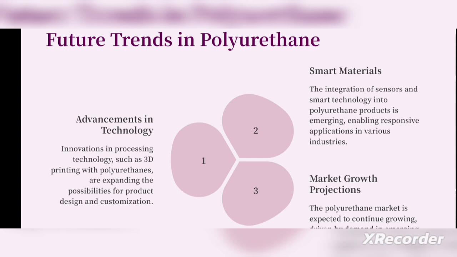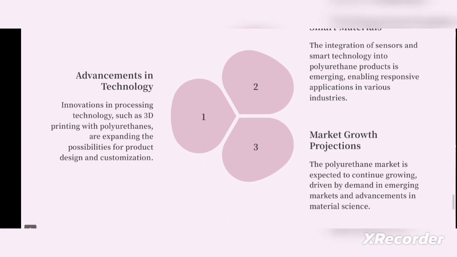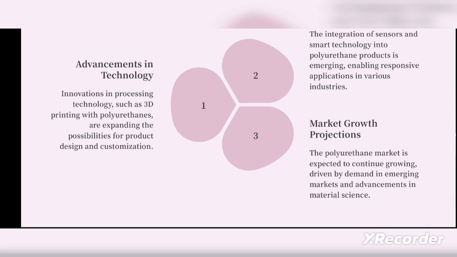and customization. Smart materials. The integration of sensors and smart technology into polyurethane products is emerging, enabling responsive applications in various industries. Market growth projections. The polyurethane market is expected to continue growing, driven by demand in emerging markets and advancement in material sciences.